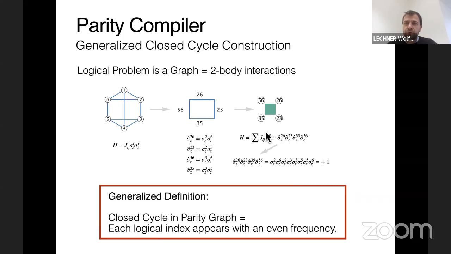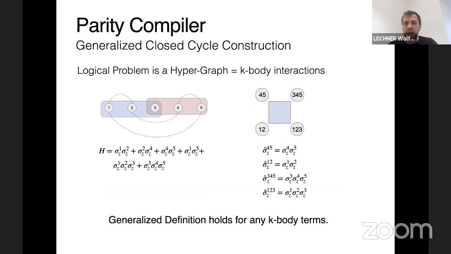However, I can now reformulate this. Instead of looking at closed loops, I can simply say, I take any quadruple of pairs, and I just say that each logical index has to appear with an even frequency. So for normal graphs, this is just a reformulation of a closed loop. However, for higher order terms, this allows us to construct constraints out of mixed terms.